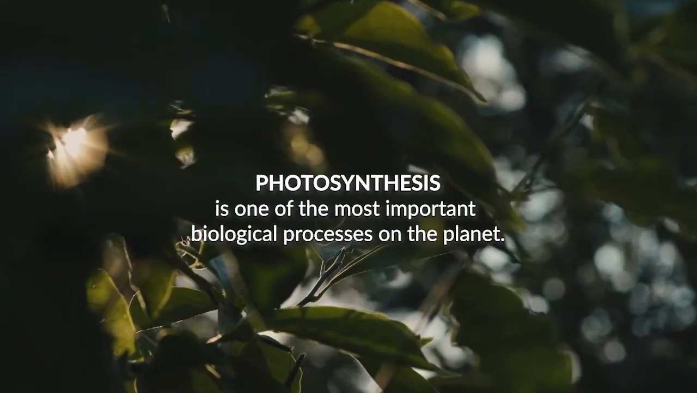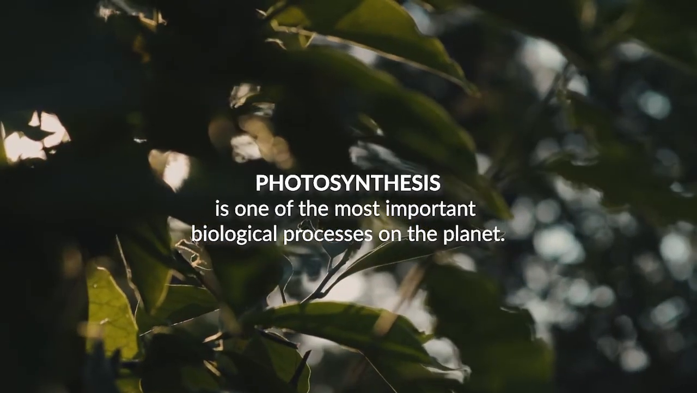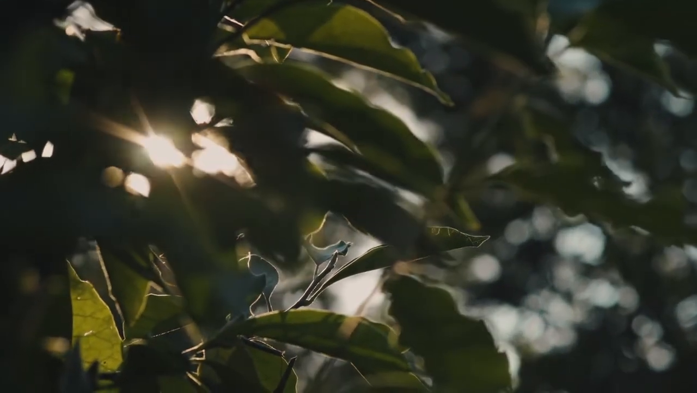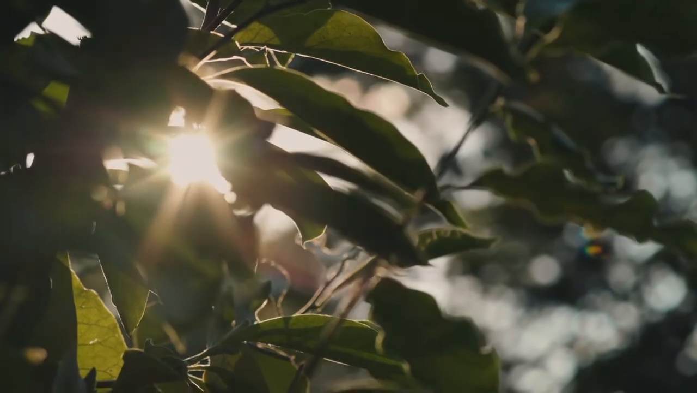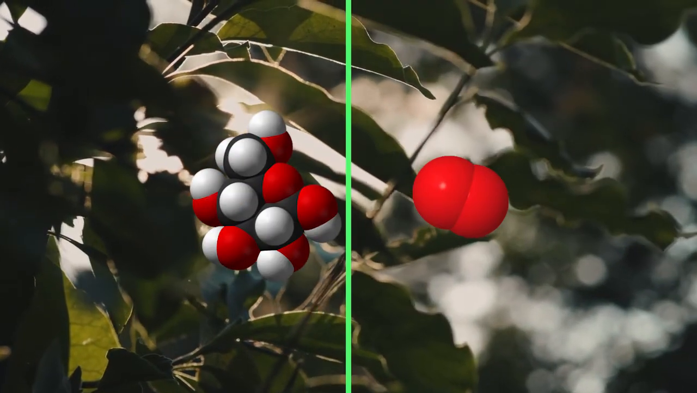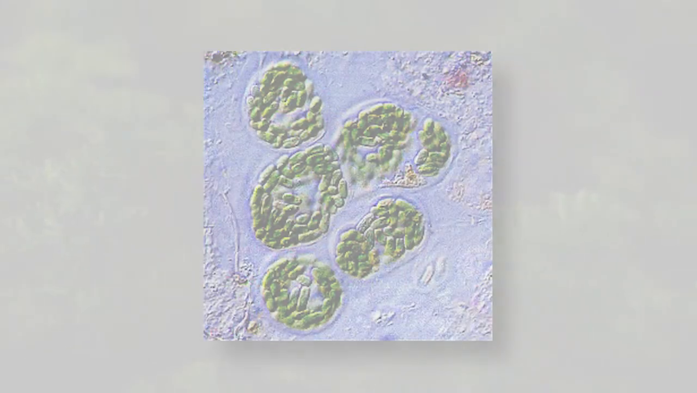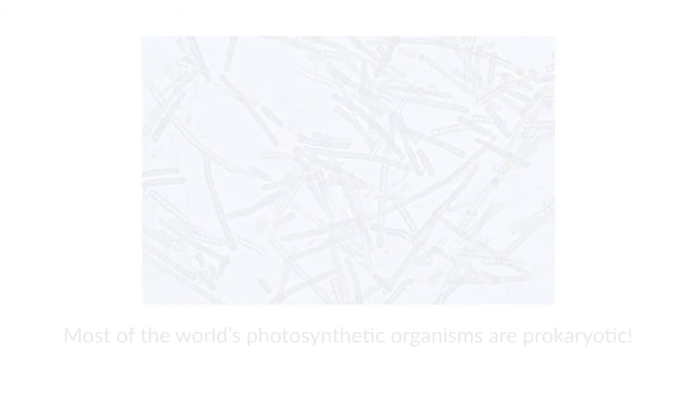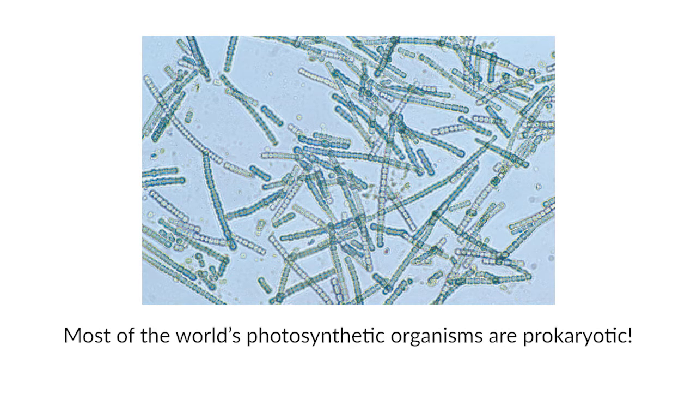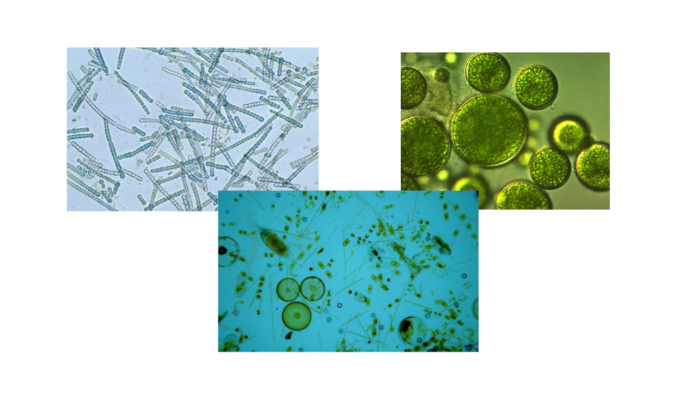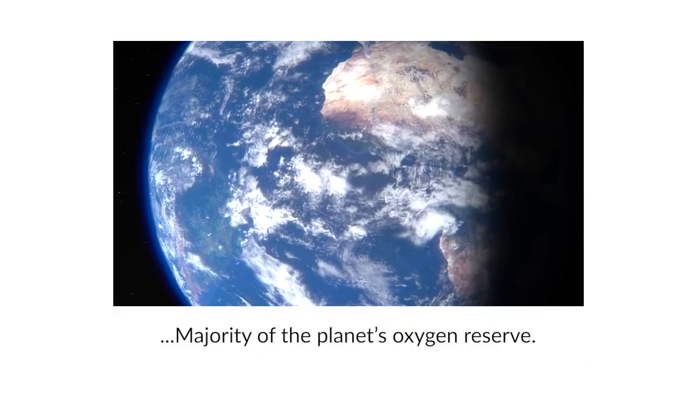Photosynthesis is one of the most important biological processes on the planet. Most complex life forms rely on photosynthesis for energy-giving carbohydrates and oxygen. We mostly associate photosynthesis with plants, but in reality, other eukaryotic organisms like algae and even prokaryotes can also perform photosynthesis. In fact, most of the world's photosynthetic organisms are prokaryotic and, together with the algae and plankton from the oceans, contribute to the majority of the planet's oxygen reserves.